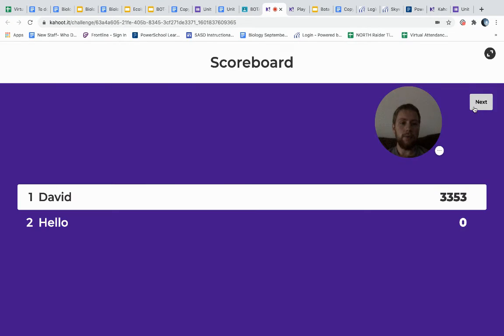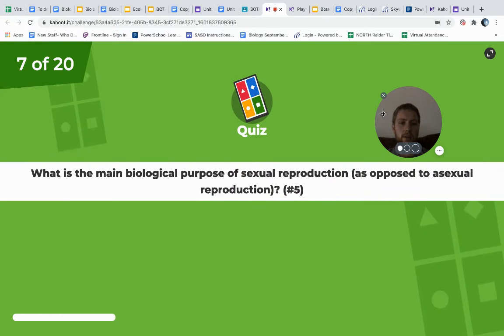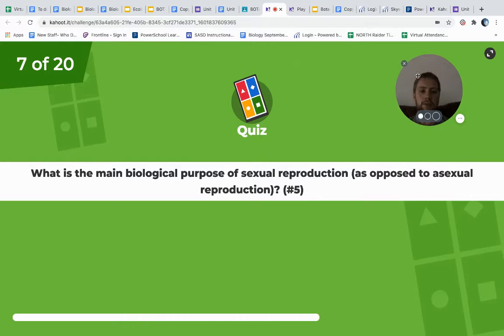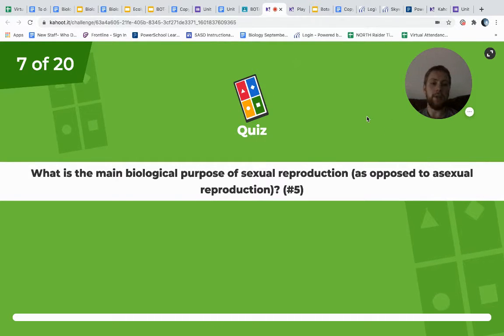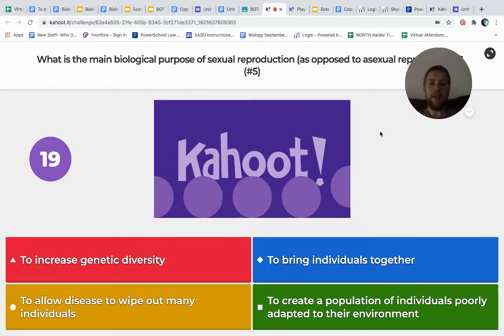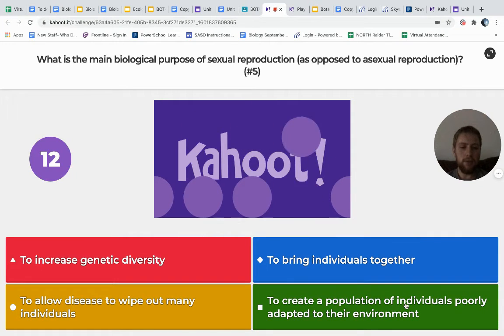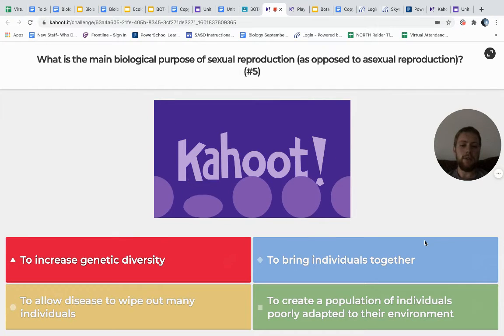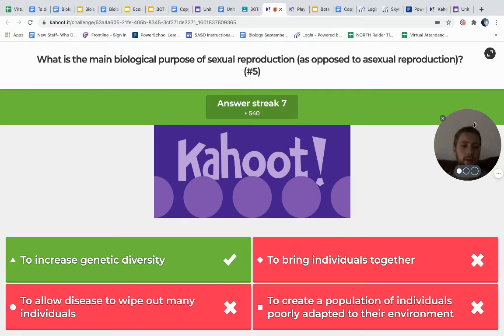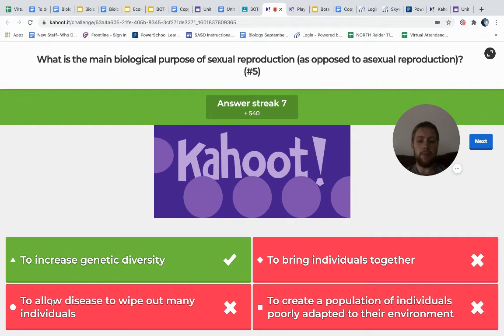Okay, moving on. Number 7, what is the main biological purpose of sexual reproduction? So as opposed to asexual reproduction. So what is the advantage of it? To bring individuals together, not necessarily to create a population of individuals poorly adapted to their environment. Certainly wouldn't want to make them poorly adapted. To allow disease to wipe out many individuals, no, that's not what nature would favor. But it is to increase genetic diversity, which in turn prevents disease. It keeps the population from being wiped out or from being poorly adapted.